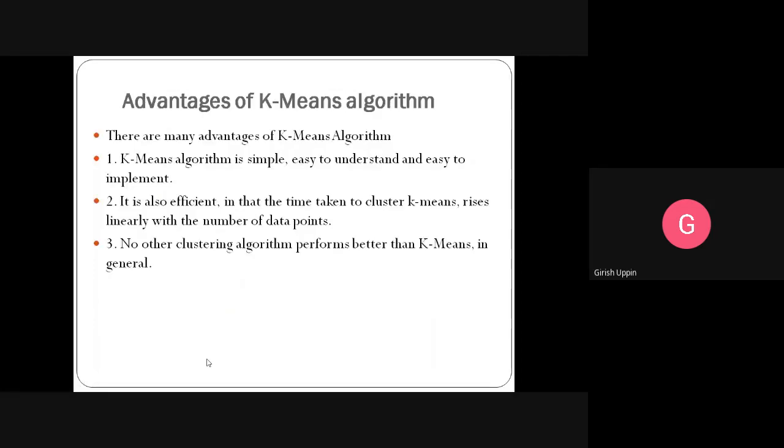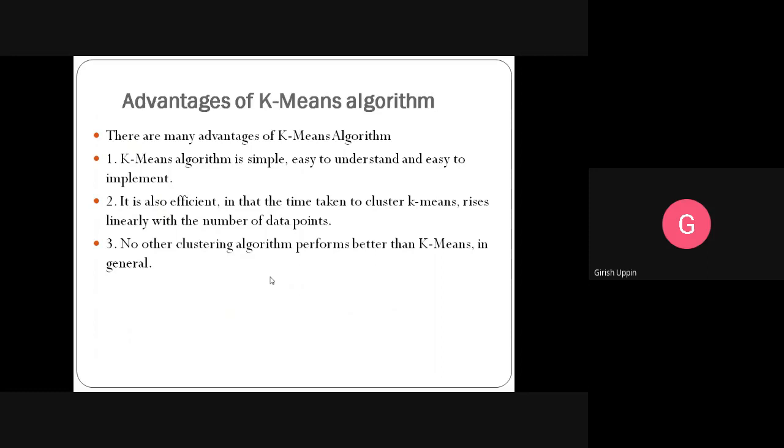Advantages of the k-means algorithm. There are many advantages of the k-means algorithm. First, the k-means algorithm is very simple, easy to understand, and easy to implement. So that is one advantage. It is also efficient in that the time taken to cluster with k-means rises linearly with the number of data points. So this is a very efficient technique, and the time taken to make k clusters depends on how many data points you have.